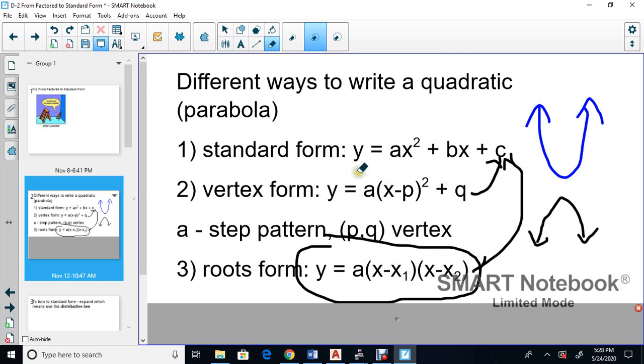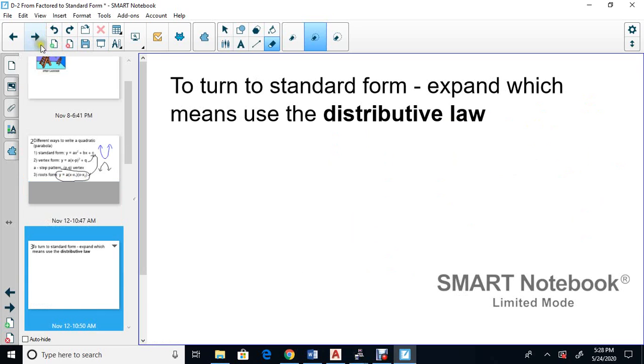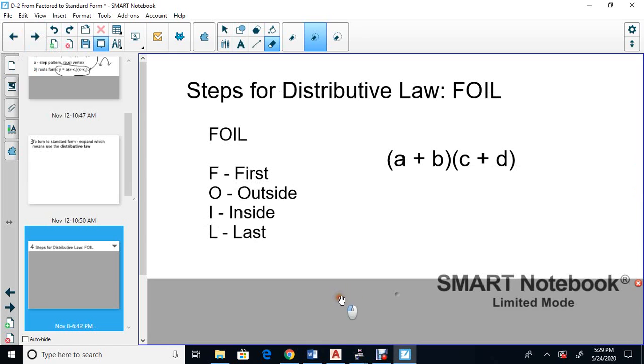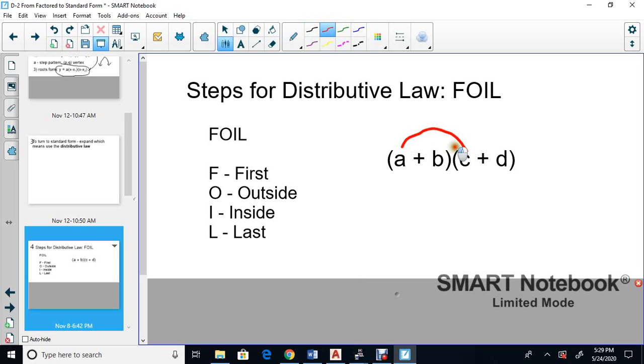So we're going to have brackets, and we're going to remove the brackets. So we're going to expand. To turn to standard form, expand, which means use the distributive law. So steps. Maybe you heard this word FOIL, and I'll show you over here with this example. You'd multiply the first. So you take the first numbers here, and we'll use a nice red color, and we multiply the first two numbers, and I'll use arrows.